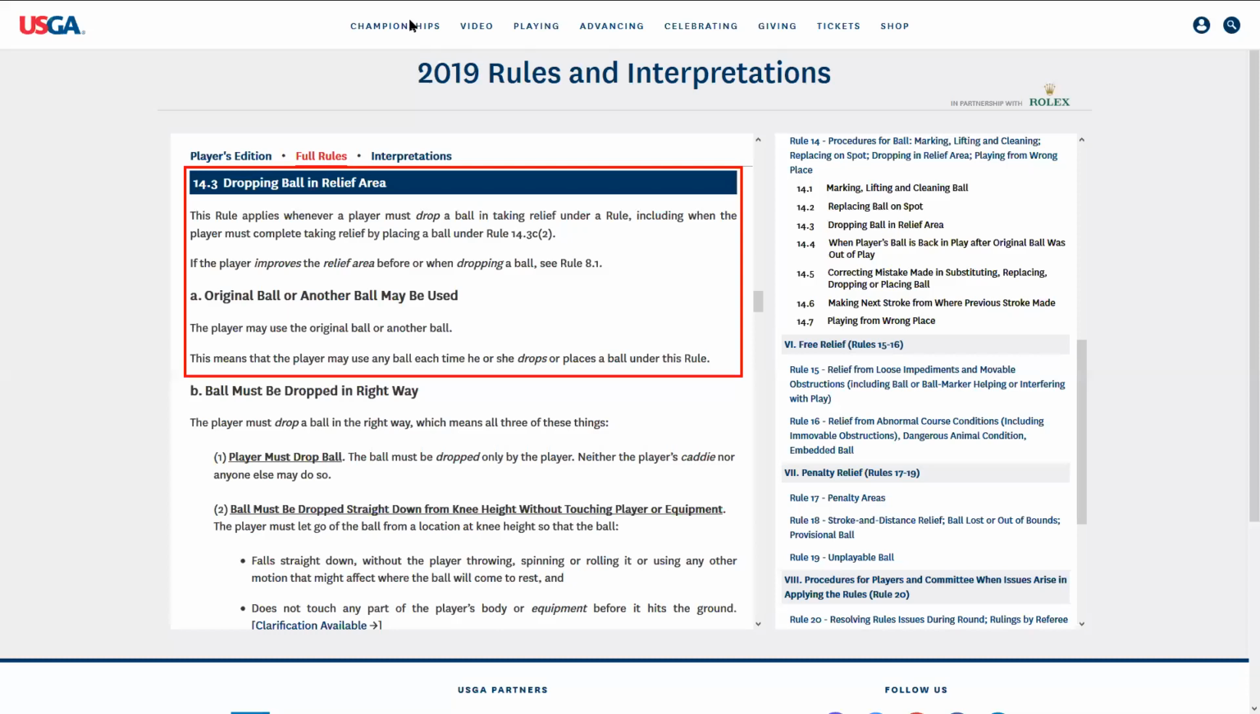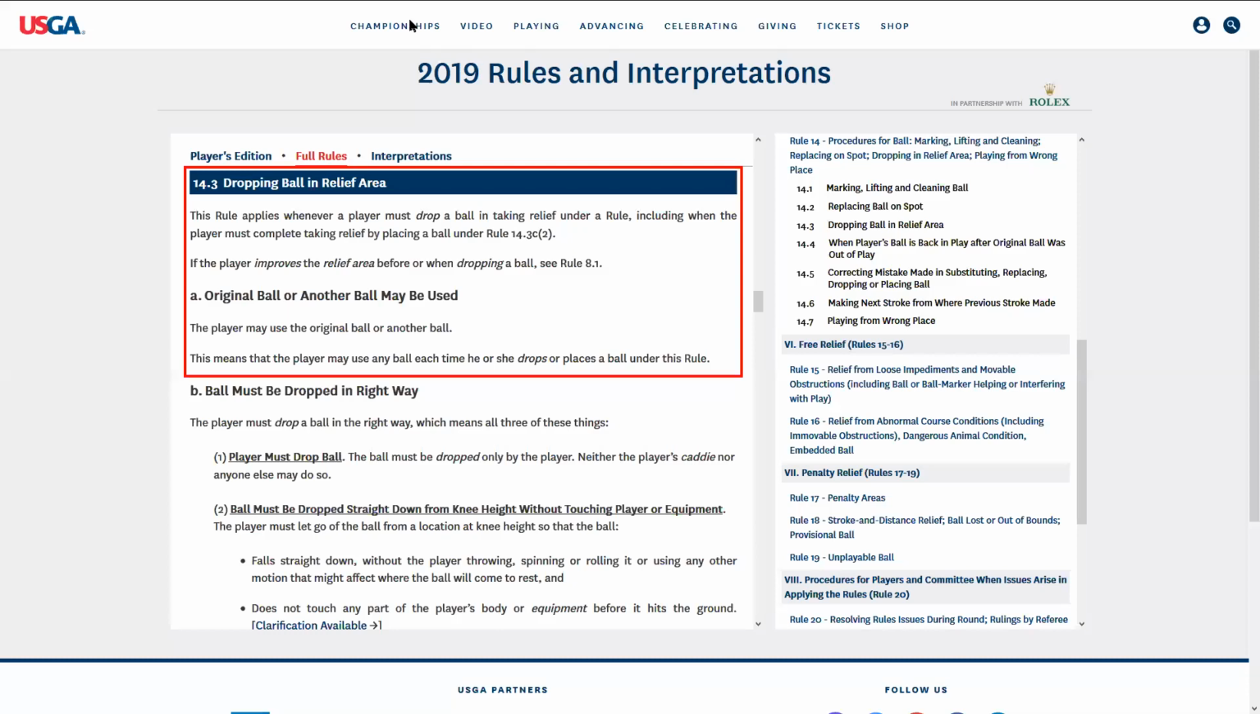The third part of the test to decide whether the ball is dropped in the right way is the ball must be dropped in relief area. The ball must be dropped in the relief area. The player may stand either inside or outside the relief area when dropping the ball.